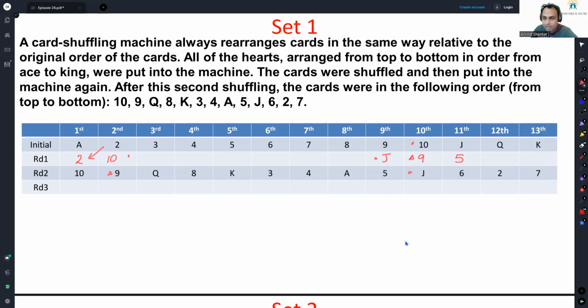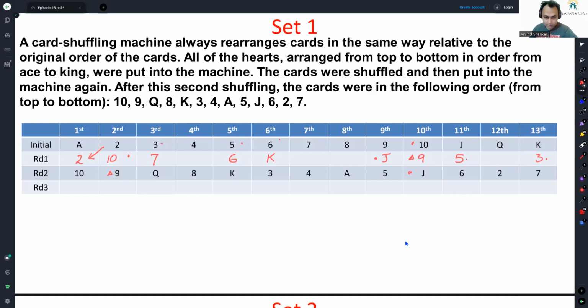5 has gone here. From the initial to round 1, 5 has gone from the 5th place to the 11th place. So 6 should have gone from the 5th place to the 11th place. If 6 has gone from the 6th place to the 5th place, K should have gone from the 6th place to the 5th place. If K has gone from the 13th place to the 6th place, 3 should have gone from the 13th place to the 6th place. 3 has gone from the 3rd place to the 13th place. So 7 should have gone from the 3rd place to the 13th place.